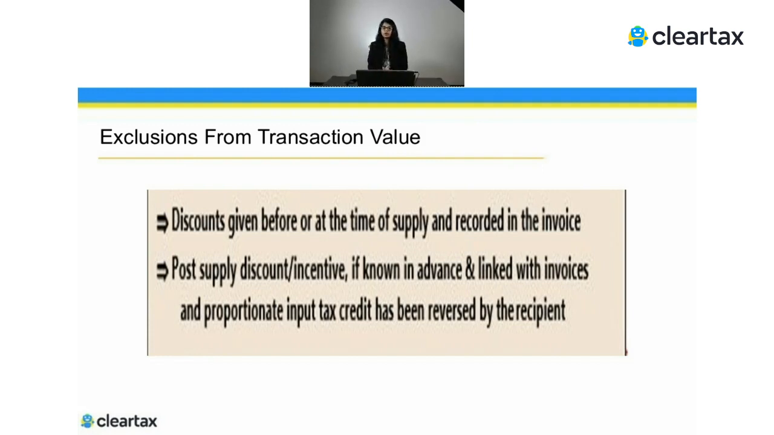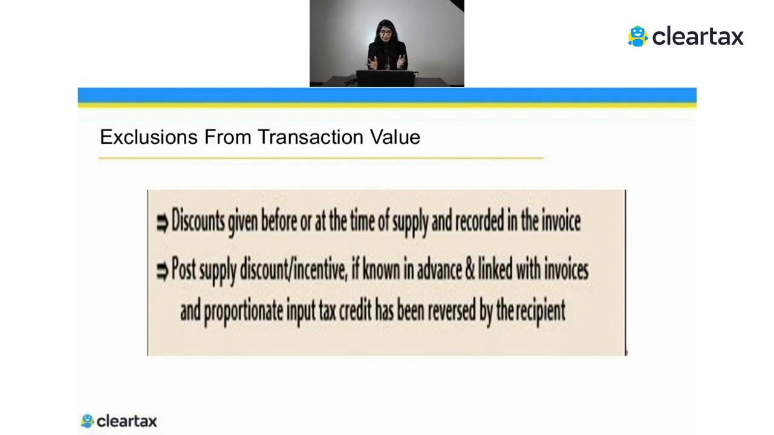Now the question comes in. So this was about the inclusion, like what all needs to be included while we are computing the transaction value. Now we'll talk about the exclusion, like what needs to be reduced while we are computing the transaction value. So the most important thing which comes to our mind is the discount. Because discount is something we have to exclude, because I'm not going to charge this to my recipient. First is discount given before or at the time of supply and recorded in the invoice, that we have to actually reduce. And the second could be the post-supply discount or incentive, if known in advance and linked with the invoice, and proportionate input tax credit has been reversed by the recipient, then again we can actually reduce it.